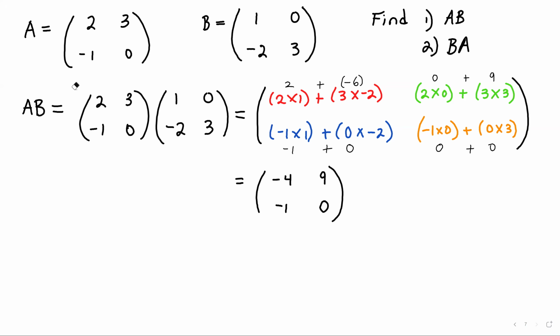Now let's look at BA. I'm going to go to the other page just so that I can have a little more space, right? So BA would be B times A. BA. B was 1, 0, negative 2, 3. And then A was 2, 3, negative 1, 0.